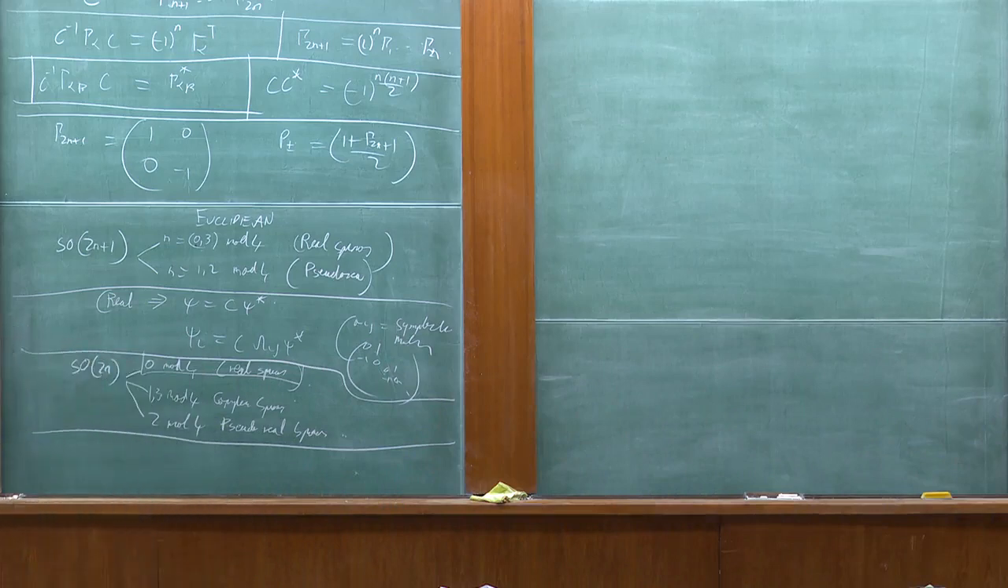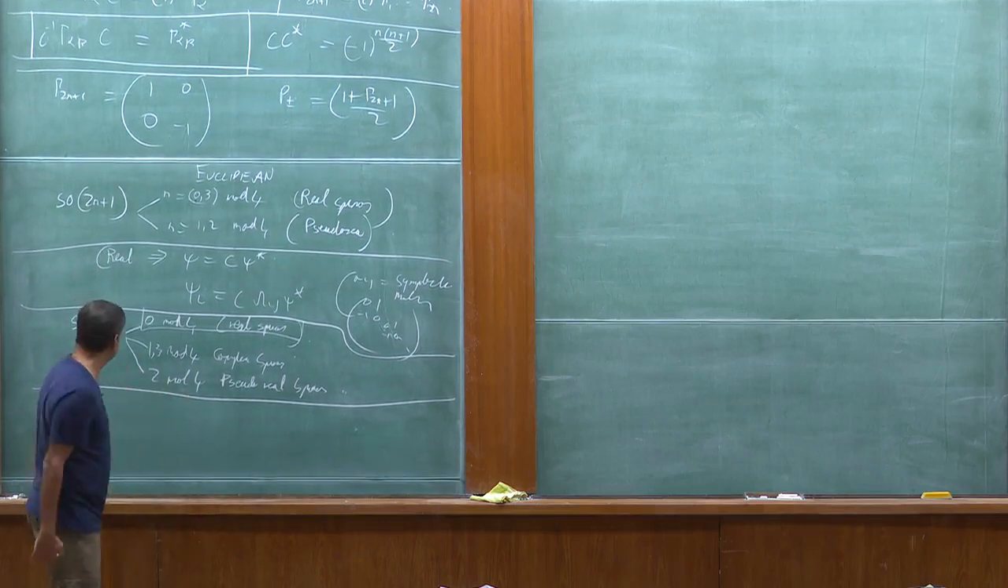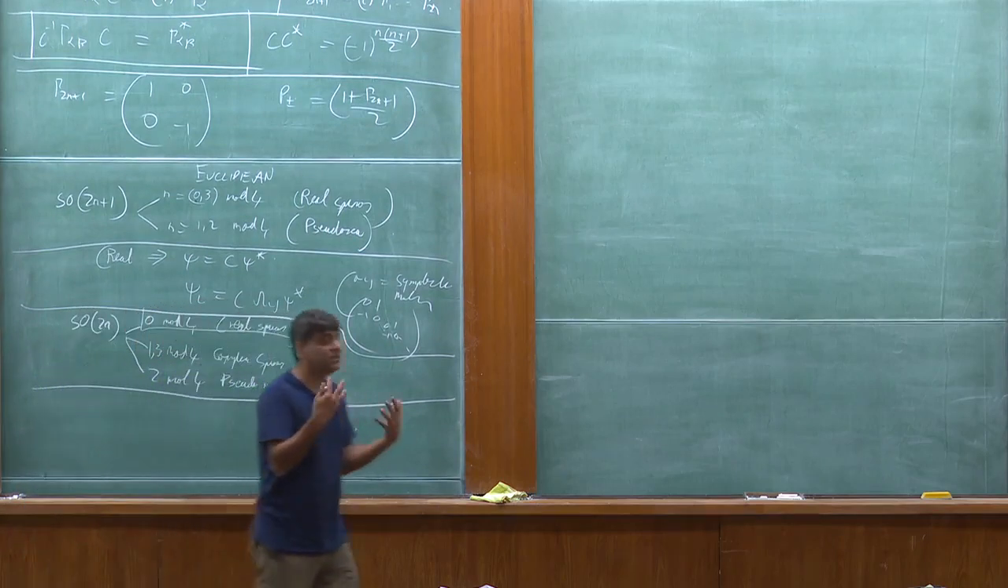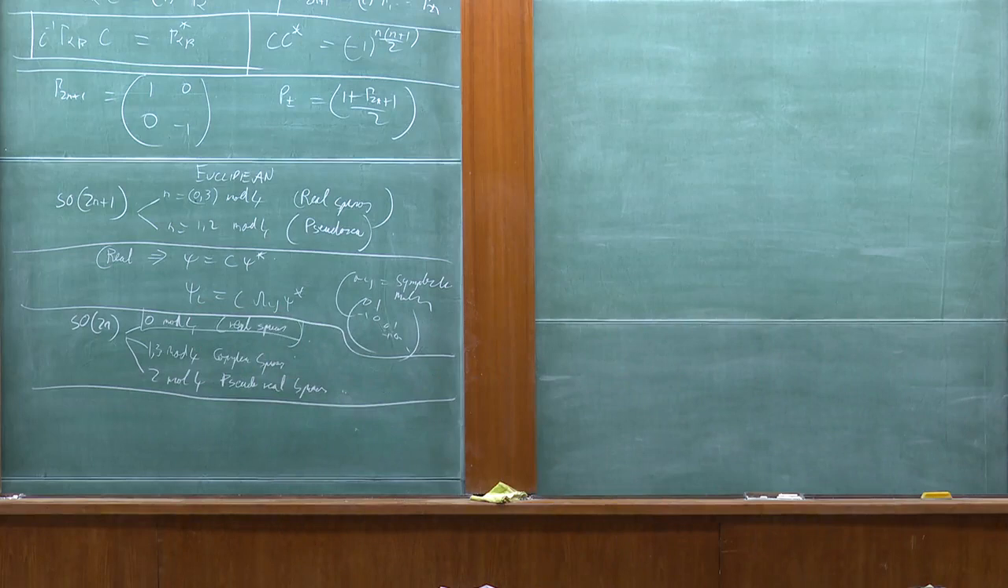Another dimension that is of particular interest to us sometimes is n equal to 2, so SO4, Euclidean 4-dimensional space. In that dimension, spinors are sort of real. Spinors are not complex. This you're very familiar with.